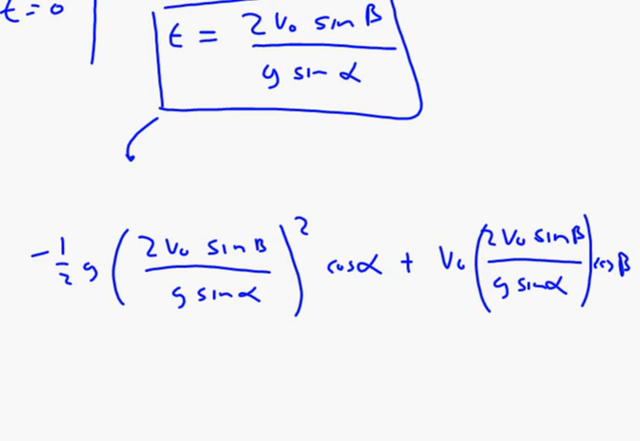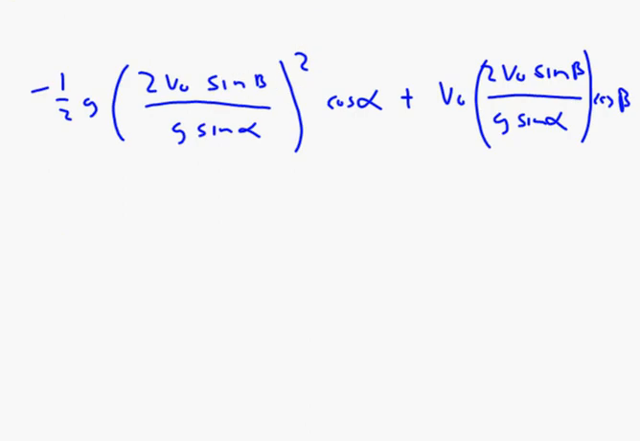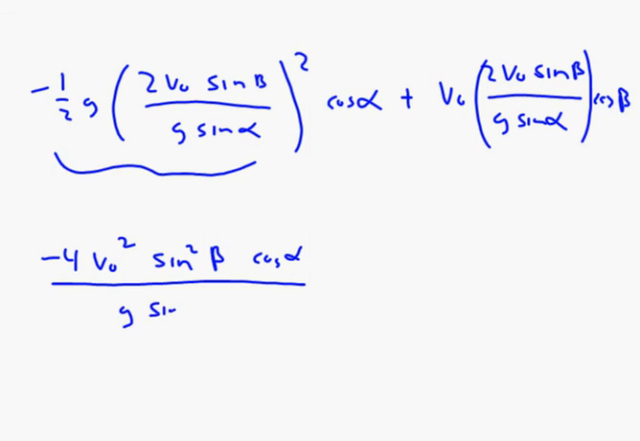And now it's just a little bit of an algebra trip coming up. So here we go. So what do we have now? We know that we would have, let's do a little simplifying here. This expression will become negative 4 v0 squared sine squared beta cosine alpha over g sine squared alpha, plus over here we're going to have 2v0 squared sine of beta cosine of beta over g sine alpha.